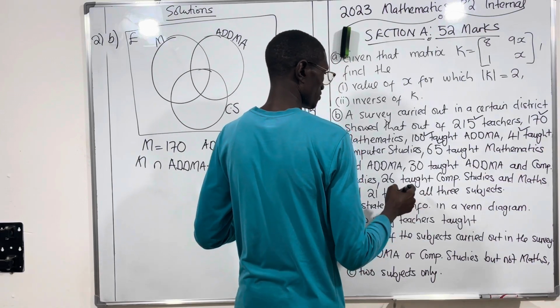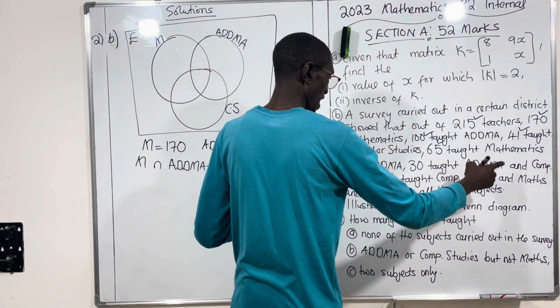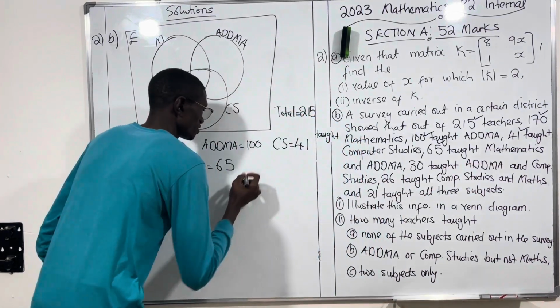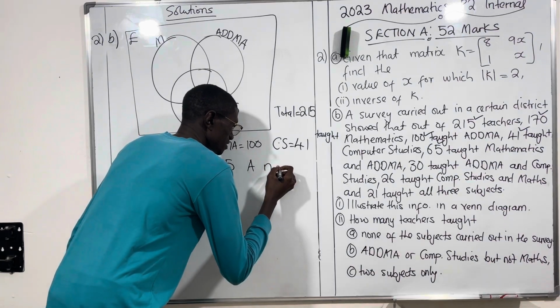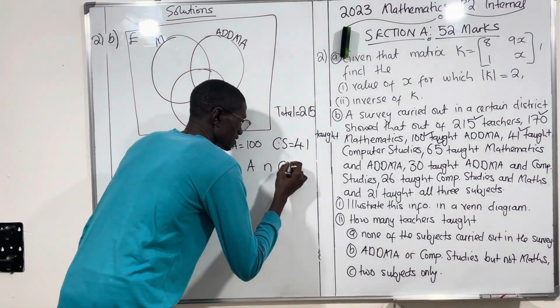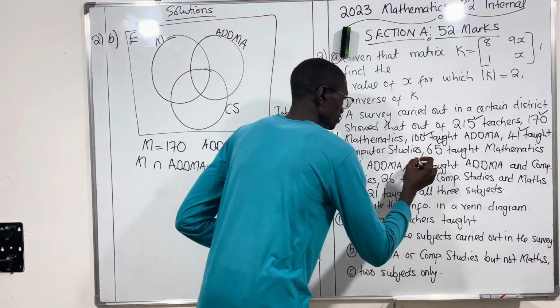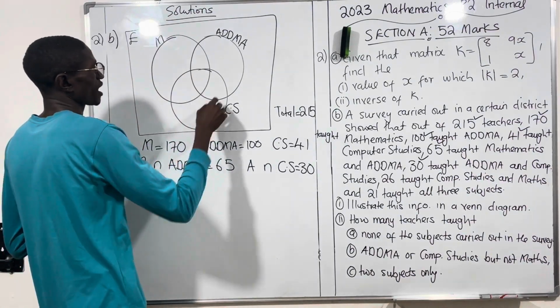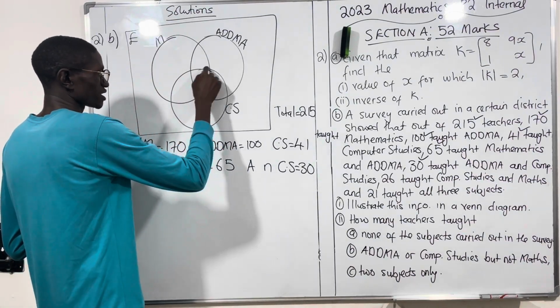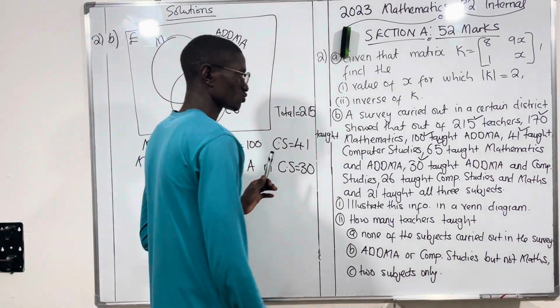And then we're told to say 30 taught ADMA and computer studies. Okay, so ADMA, let me just represent it by an A intersection CS is equal to 30. Okay, 30 taught ADMA and mathematics. The intersection for ADMA and mathematics is this one, so the total here should give us 30.